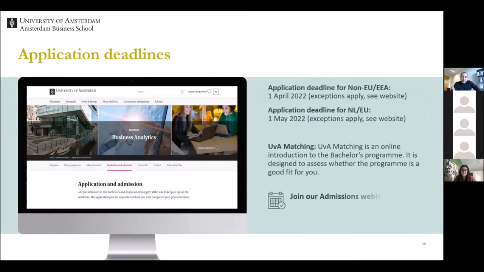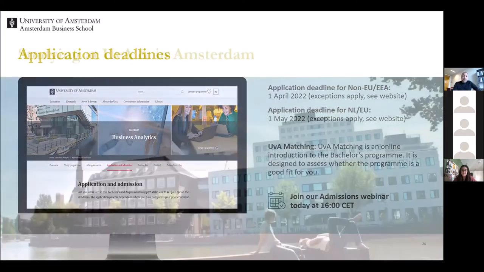But it's good to know, keep in mind that the application deadline for non-EU applicants is 1st of April 2022, and the application deadline for Dutch or EU students is 1st of May 2022. And our admission session will start at 4 o'clock today.